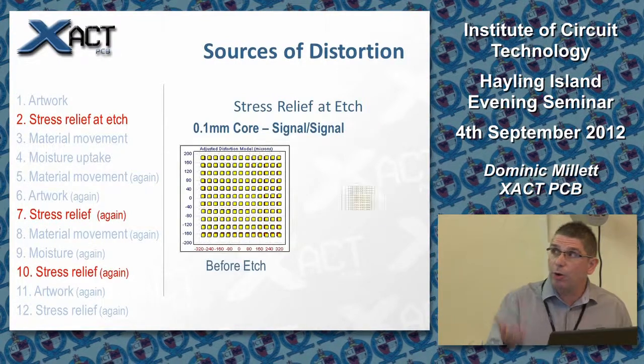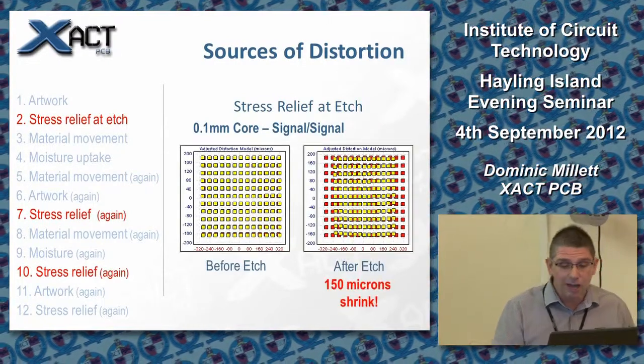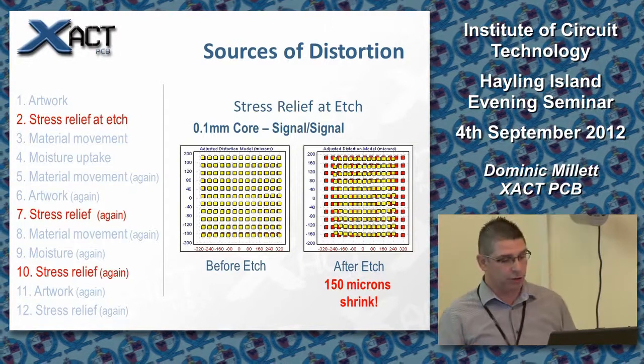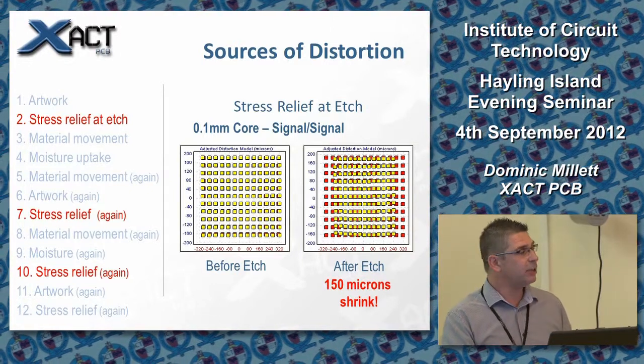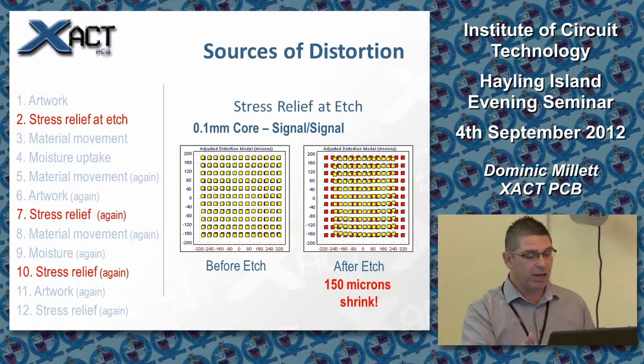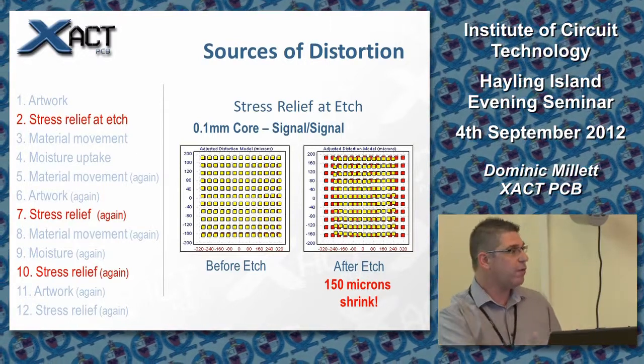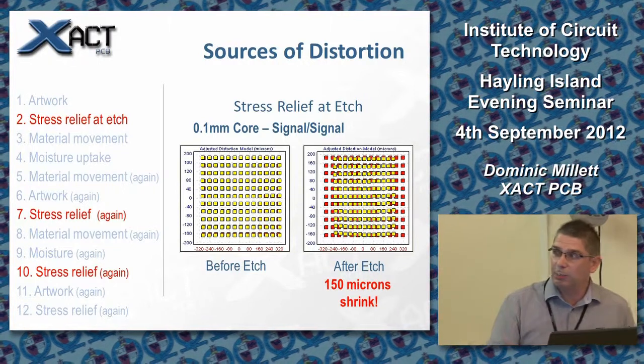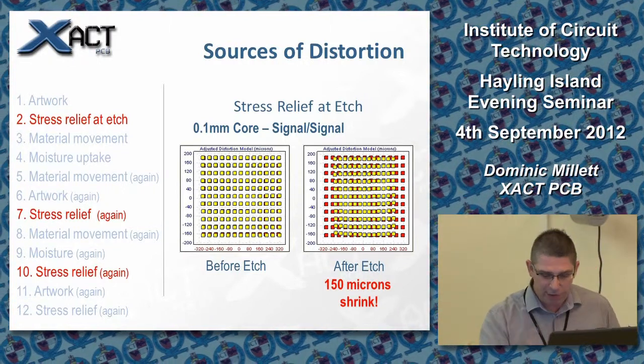Typical values for a 0.1 millimeter core, 4 mil core, are 150 micron shrinkage before and after the etch process. And that's only one etch operation. You may have 3, 4 or more etch operations in the production of a board.